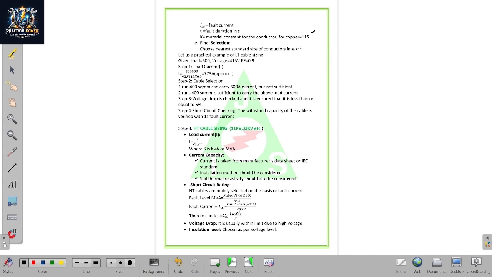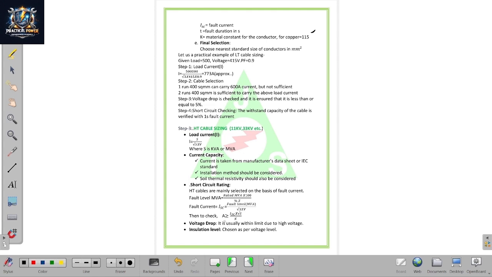Then to check here, your cross-sectional area must be greater than or equal to ISC into root T by K. You have to check this for short circuit rating.